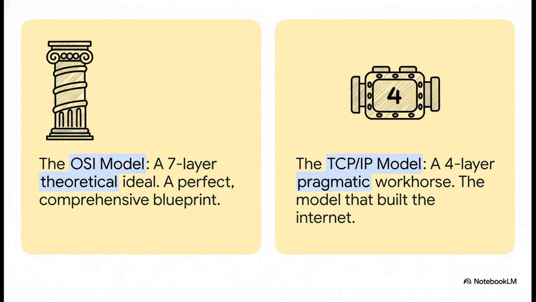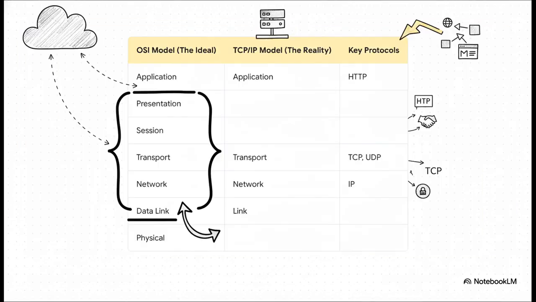Okay, so in one corner you had the OSI model. It was beautiful, really academic, and super detailed with 7 distinct layers. It was, for all intents and purposes, the perfect system, on paper. And in the other corner you had the TCP/IP model. It was way simpler, more practical, with just 4 layers. It wasn't as theoretically perfect, but it was tough, it was robust, and it just worked. And as we all know, in the world of technology, the thing that works in the real world almost always wins. So, let's take a look at how they actually stack up against each other.